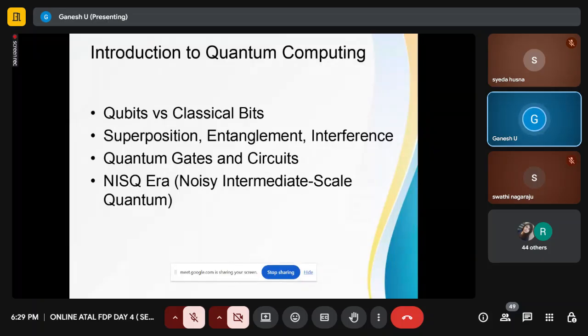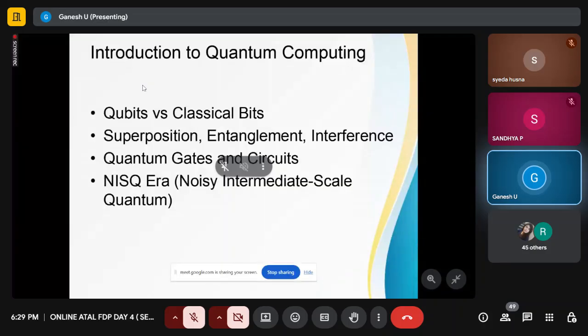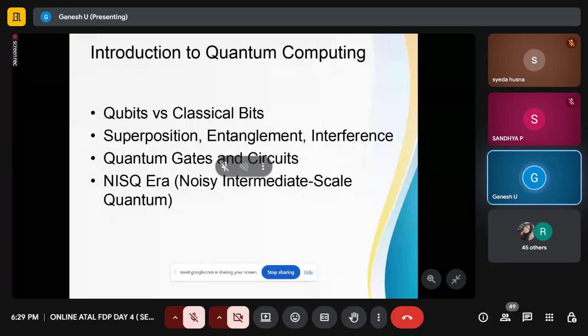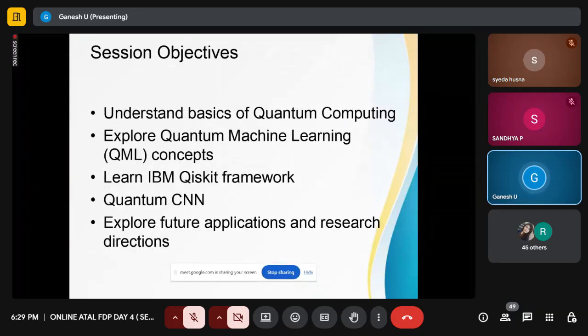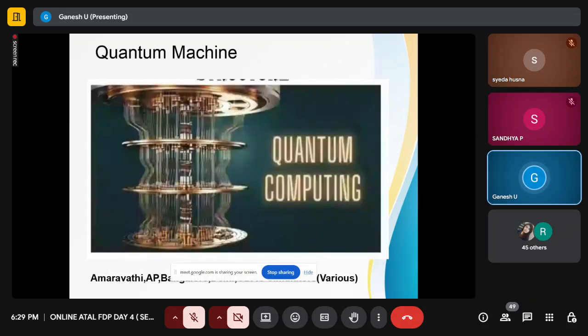Drawback that we can say in quantum computing. Why? Because a quantum machine has to be in an environment of minus 263 degrees temperature. Everything will be connected to each other. That is the machine. This is the quantum machine, or quantum computer, what we can say.